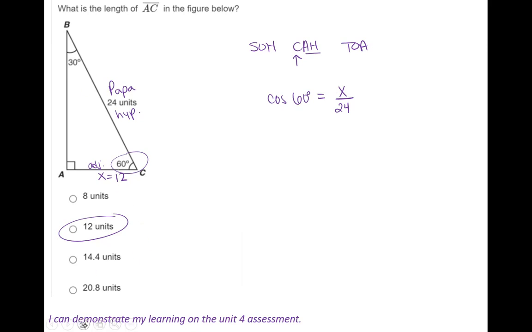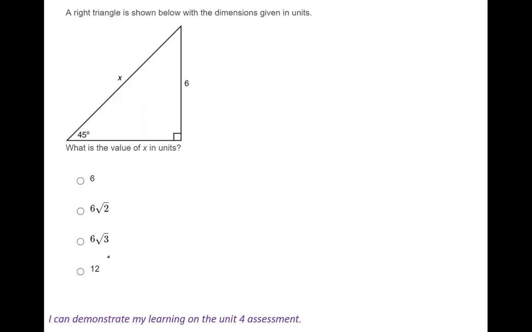But either way is fine. It's a lot faster if you do the 30, 60, 90, but if you don't remember it, if you forget it, it's okay. You can still solve it by doing that. So I'm just really quickly, there we go. All right, on to the next one.